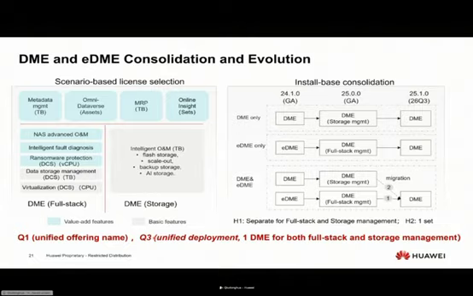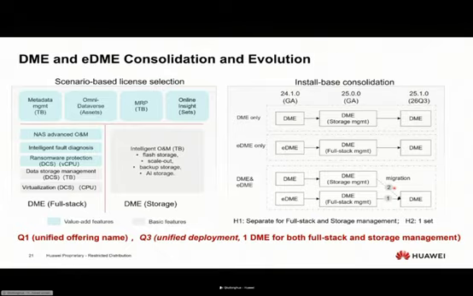For the legacy evolution, for example, customers may have only DME, or only eDME, or one DME and one eDME. So how can they merge together? We can give different evolution paths. First, we can easily upgrade from the legacy to the new target. And if we want to merge the DME and the eDME of the legacy, we need to do some data migration, but our tools can support this.